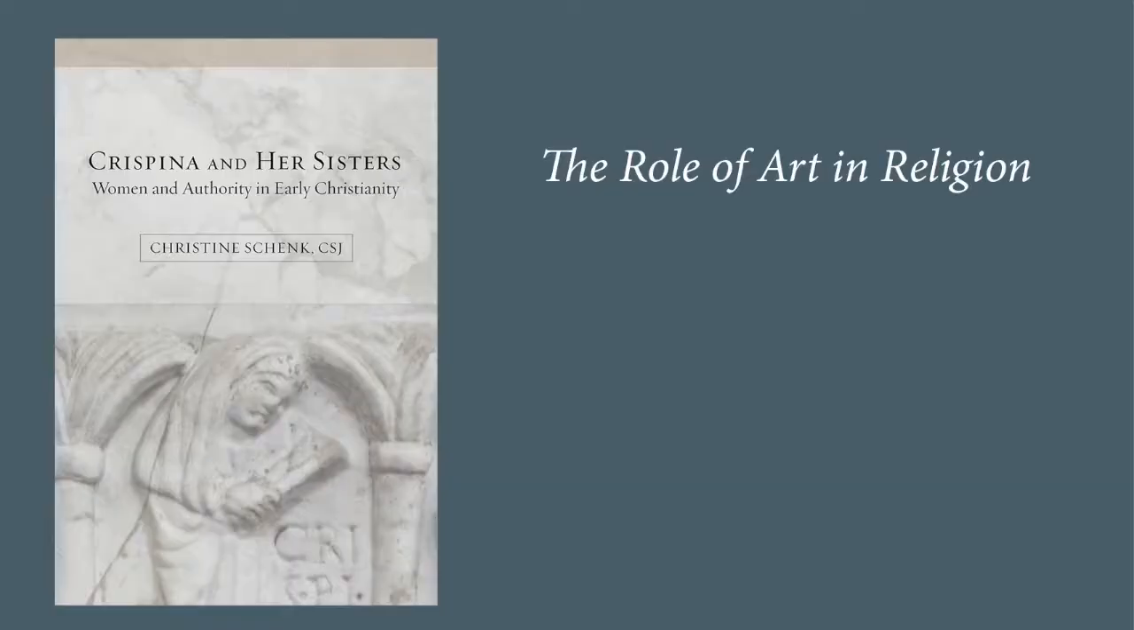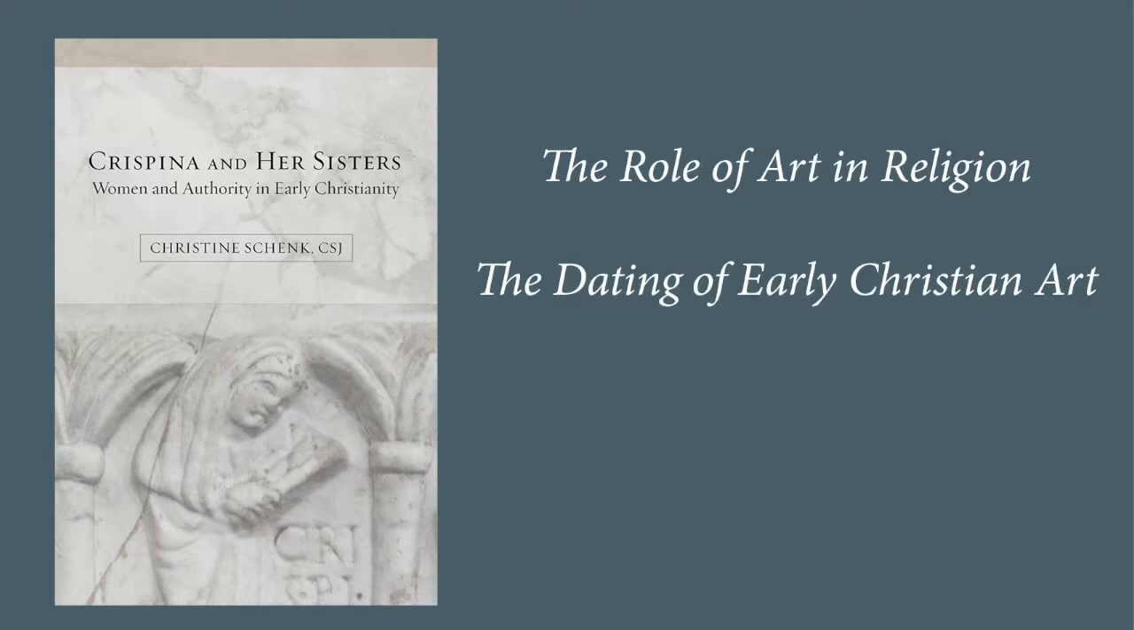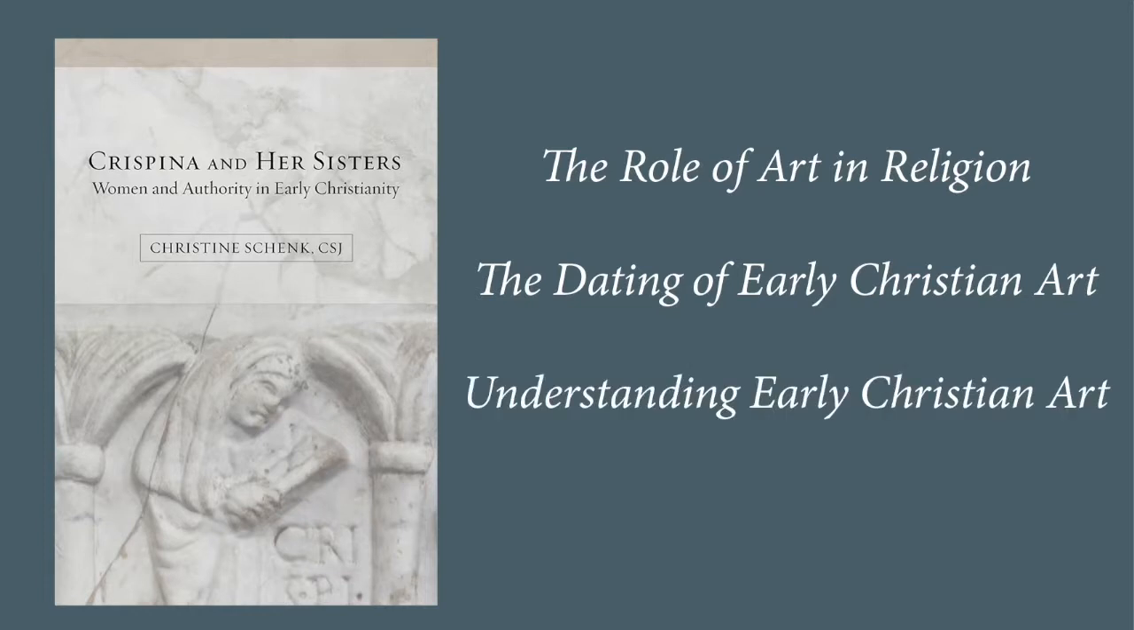So the first 3 topics, I'll just give you the 3 headings. The role of art in religion. Then I'm going to talk about the dating of early Christian art. And then we'll move into understanding early Christian art using Robin Jensen's information. And then last, we'll do the analyzing of the visual data, and then a few other interpretive issues for the first part.